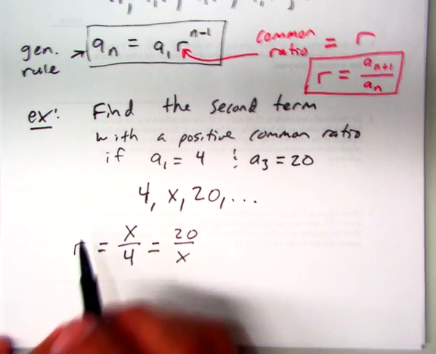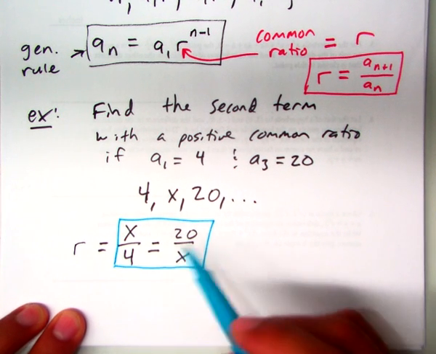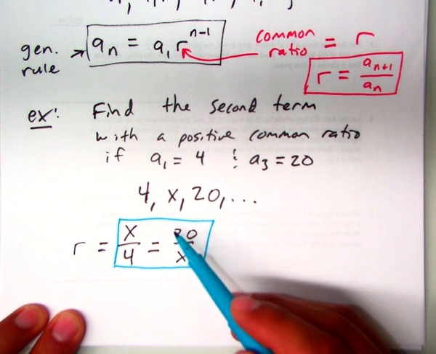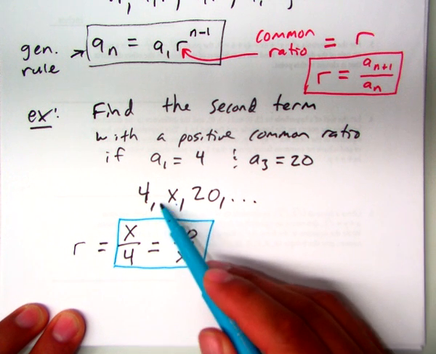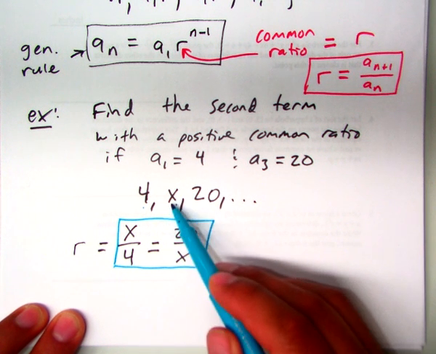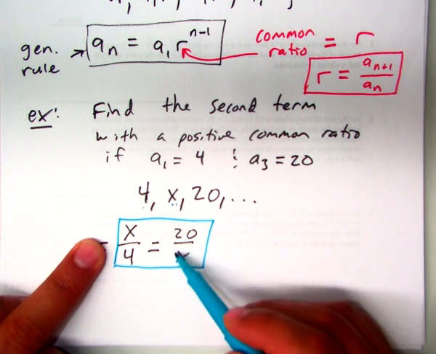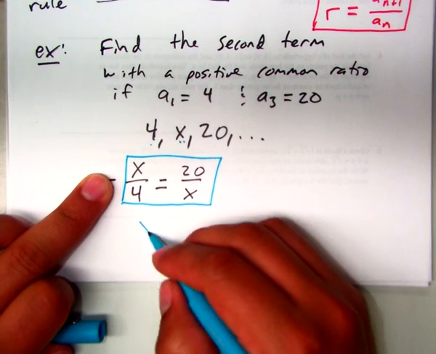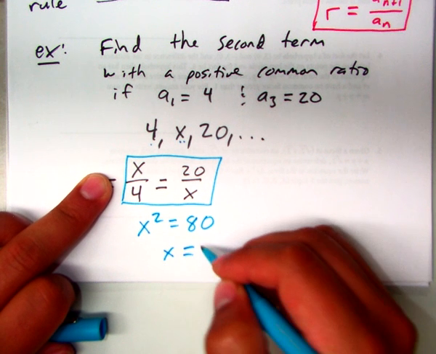So what that leaves for us then is a proportion. Since x over 4 has to be the same as 20 over x, second term divided by first term, third term divided by second term has to give you that same ratio. You can set these equal to each other and find the second term just by cross multiplying, taking the square root.